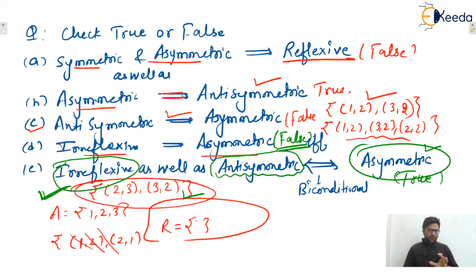So questions can be framed in this particular manner, and in the next lecture we'll see some more questions based on the types of relations, and that is very, very important. Every year you can see questions from this particular topic, and some good questions will also be there. So in the next lecture we'll see some more problems, and we'll see how the relations are formed on ordered pairs, isn't it?